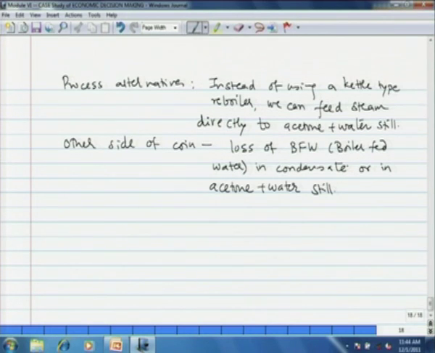Now, depending on the number of streams that you have in the process, you can also go for heat integration of the process, but that is a topic that we are going to cover separately. In the present situation, we have a very simple system, so there is not much scope for heat integration. Okay.